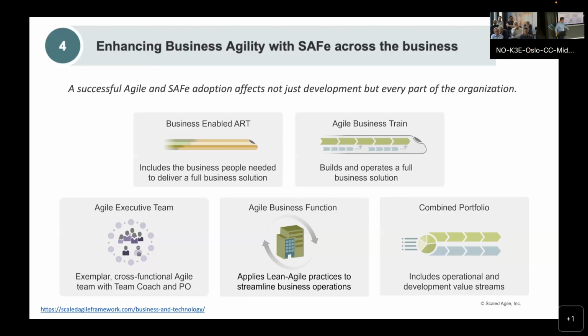Agile business function, and then you've got the combined portfolio where you have the business value stream and the development value stream. So in SAFe they distinguish between these value streams, but now they also show that earlier SAFe was focusing mainly only on the development value streams, but they used the business value stream to say which systems or parts they had, which they then had to organize the development value streams around. They're now talking more about the business value streams as well, and how these also can be organized in these structures.